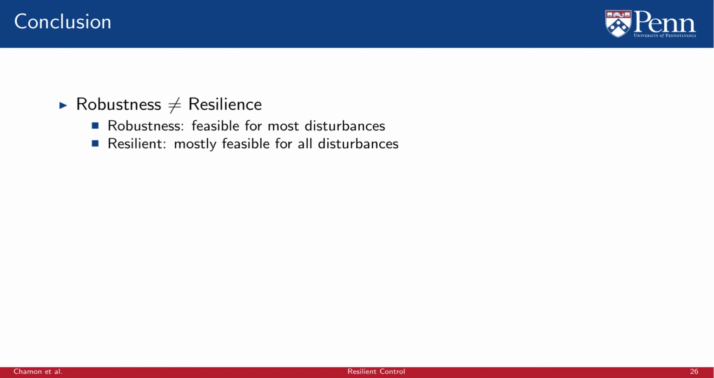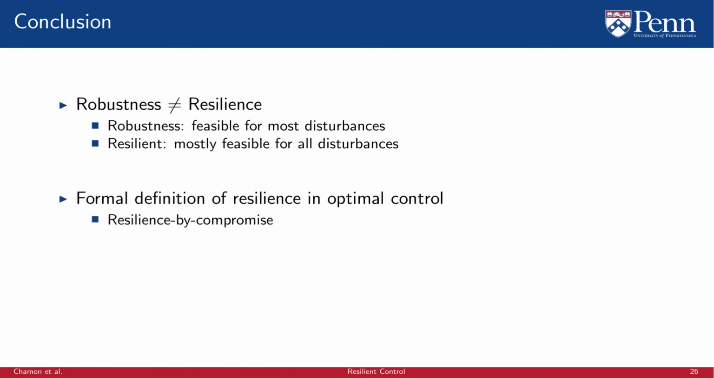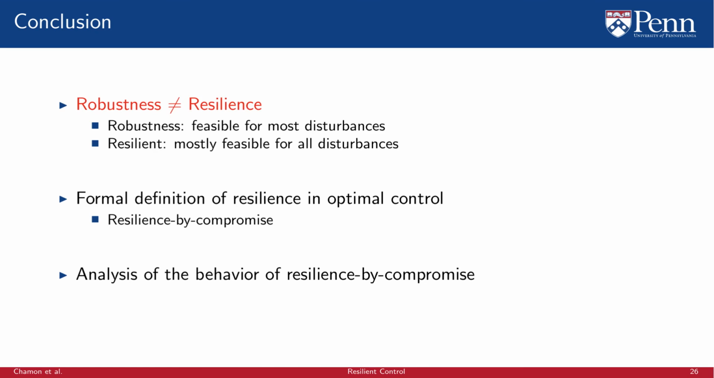Before you go, let me just recap what we saw in this video. We first talked about the difference between robustness and resilience by pointing out that robust systems remain feasible for most disturbances, so they are hard to break, whereas resilient systems are mostly feasible for all disturbances, so they are easy to fix. We formalized this concept in the context of optimal control and went over how to design resilience by compromising between feasibility and performance. When analyzing the behavior of this formulation, we found out that not only is robustness indeed different from resilience, but it is in fact a hard form of resilience.